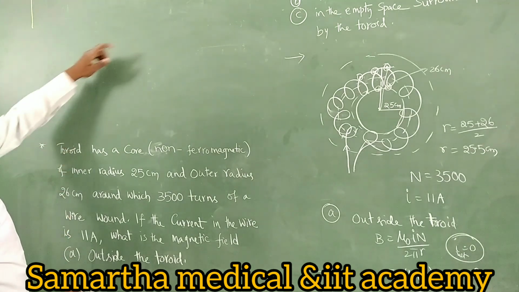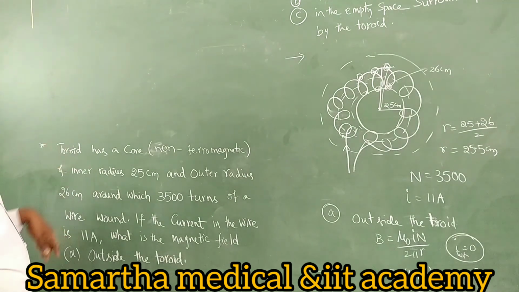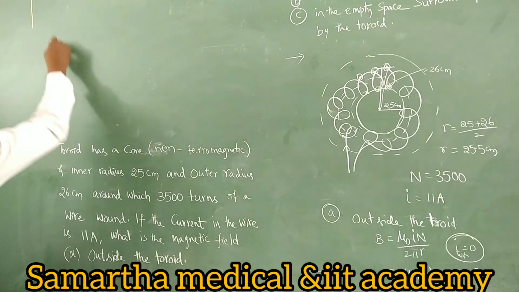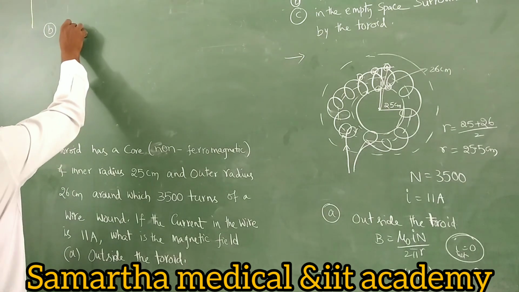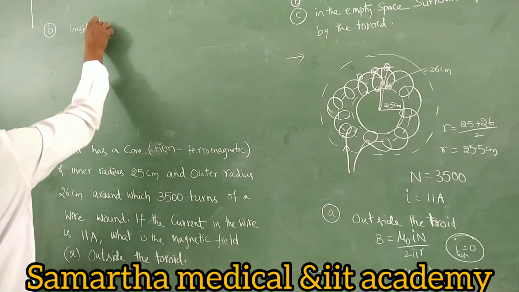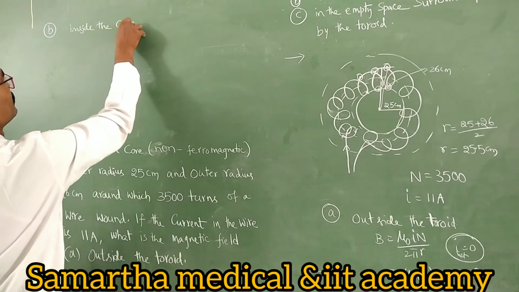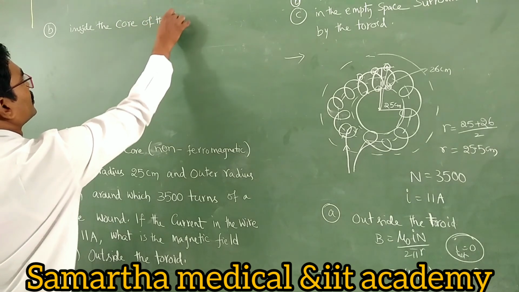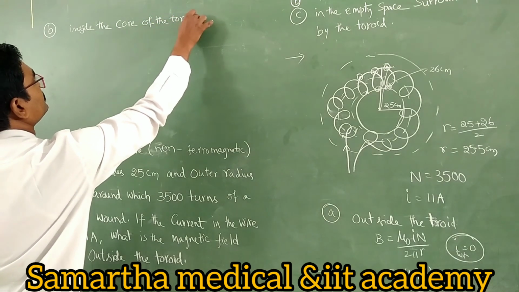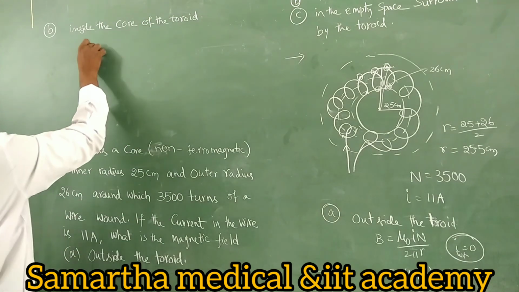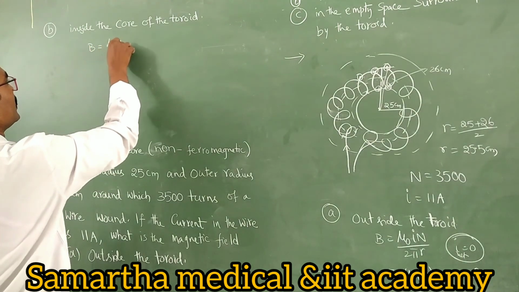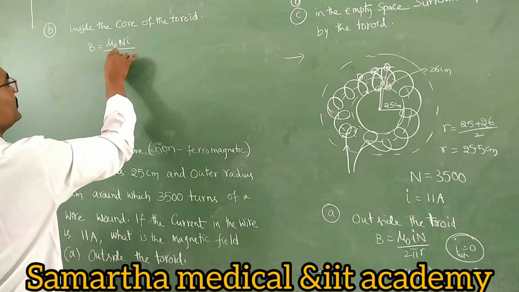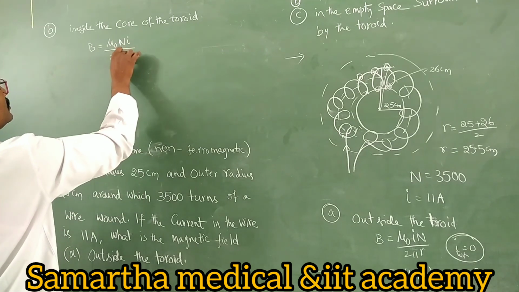What is the B part of the question? Magnetic field inside the core of the toroid: mu naught N i by 2 pi R. Inside the core of the toroid, B is equal to mu naught N i by 2 pi R.